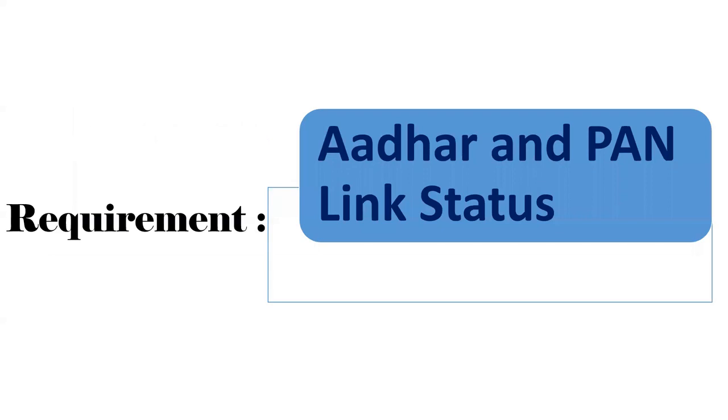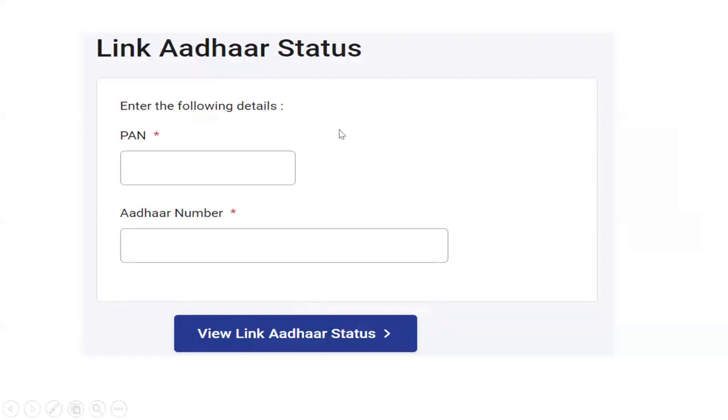Today we'll see one of the PL/SQL real-time scenarios, that is Aadhar and PAN link status. Now we'll understand the requirement. We need to enter the PAN number and Aadhar number. Once the user clicks on view link Aadhar status, we need to check whether it is linked or not. Before checking the status, we need to do the basic validation.